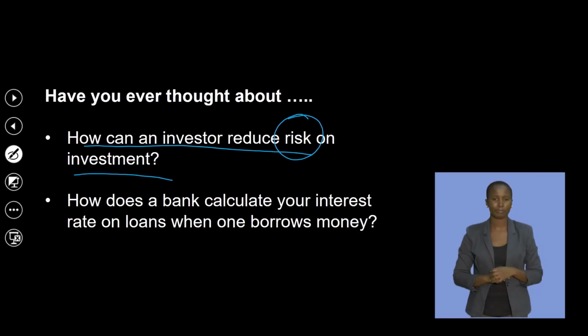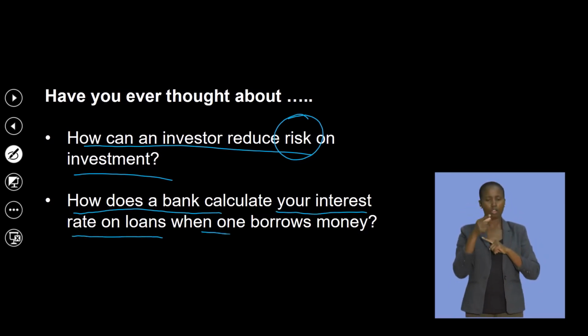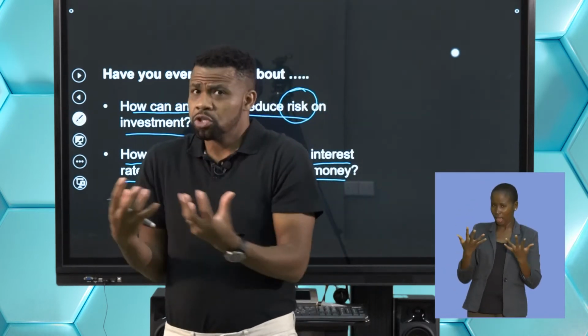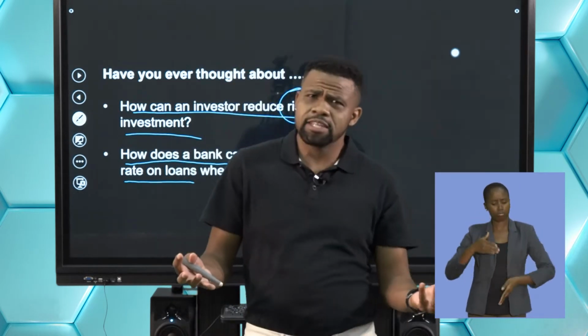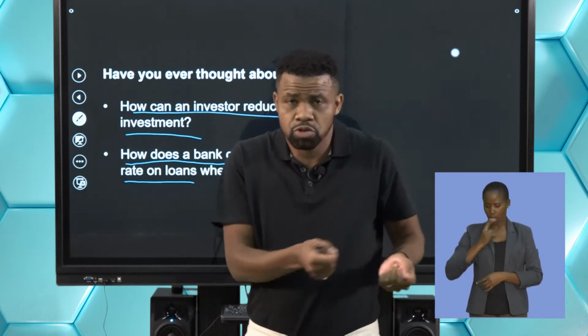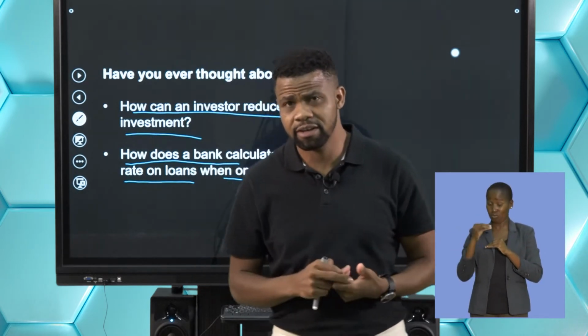Okay. What about the second question? How does a bank calculate the interest rate on a loan when one borrows money? Have you ever thought about that? How does a bank calculate the interest rate? You want to buy a car, and the cost of the car is 200,000 or something. You don't have 200,000 with you. You want to borrow the 200,000. So surely the bank will give you an interest rate. How does it calculate that?